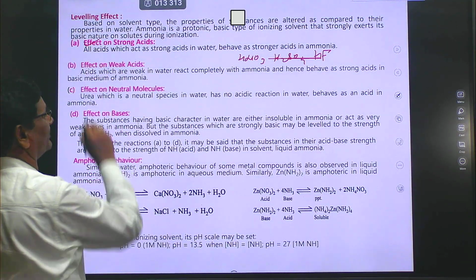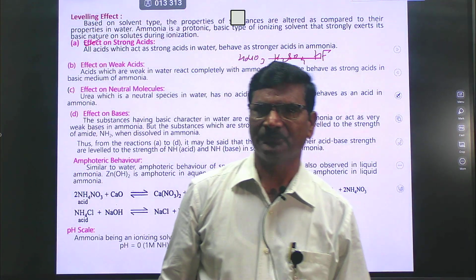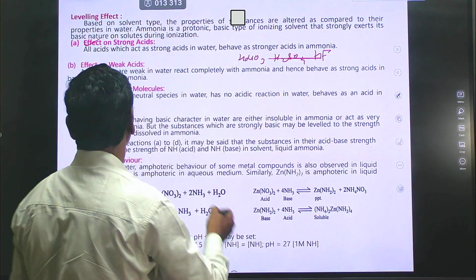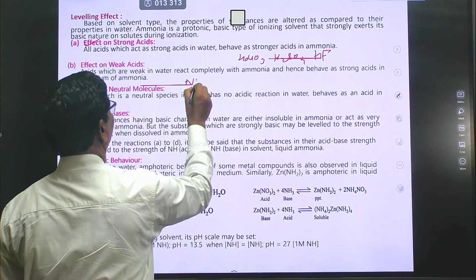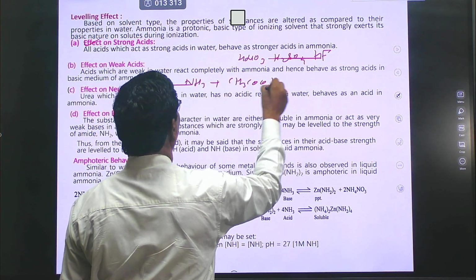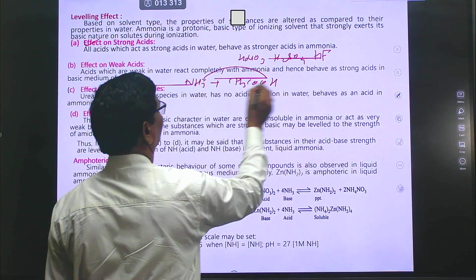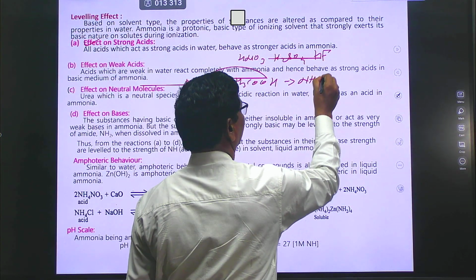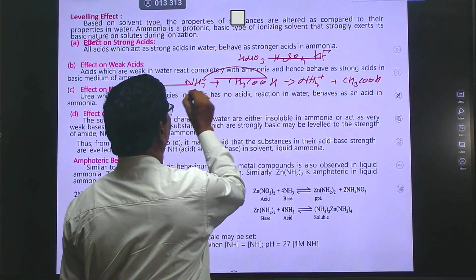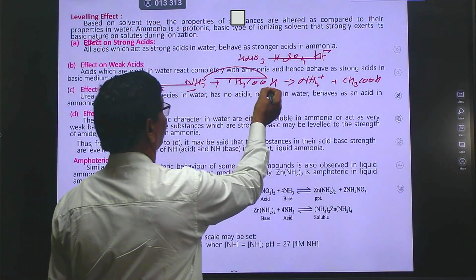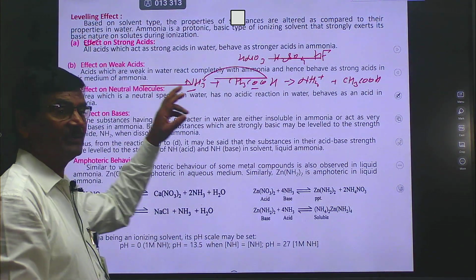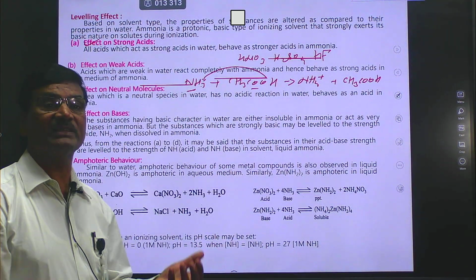Then the effect of weak acids. For example, acetic acid is a weak acid in water, but in the presence of ammonia, NH3 combined with CH3COOH, one proton can be easily donated, forming NH4+ plus CH3COO-. Here the acetic acid is the proton donor, because the proton can be accepted by ammonia. That's why a weak acid in water can automatically become a strong acid in liquid ammonia.